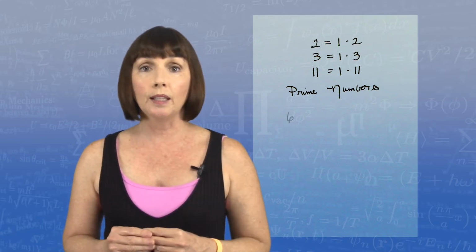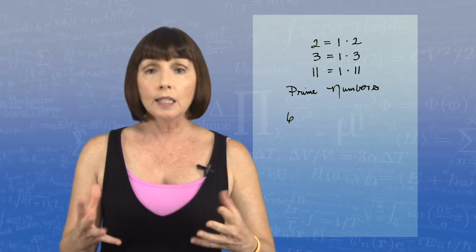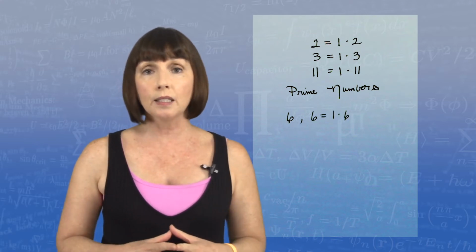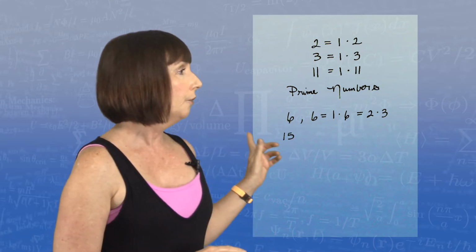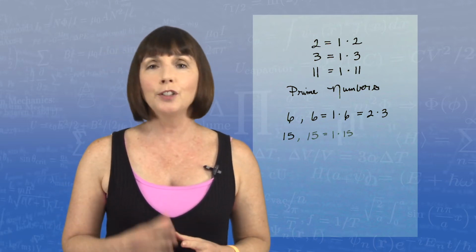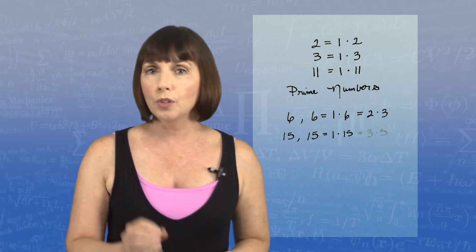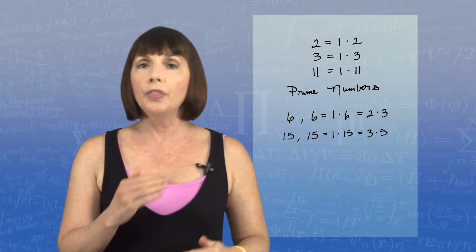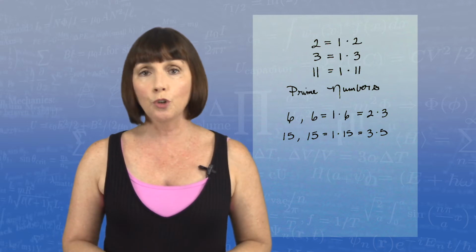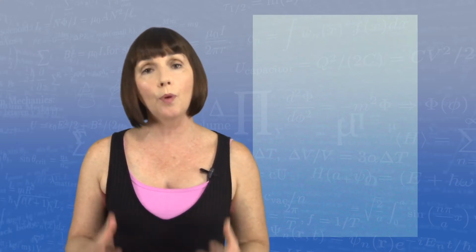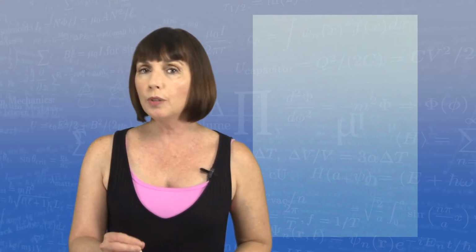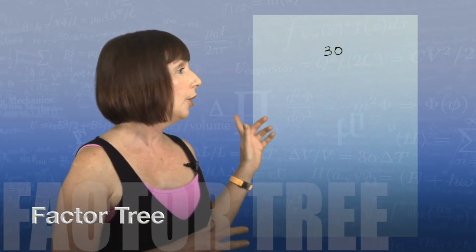Now what if you have something like this? 6. 6 can certainly be factored as 1 times 6, but it can also be factored as 2 times 3. What about 15? 15 can be factored as 1 times 15, but also 3 times 5. So these numbers have more than just those two factors, and that makes them composite numbers. Composite numbers can be expressed as a product of prime numbers, and to do that, we can use what's called a factor tree. So let's factor 30.